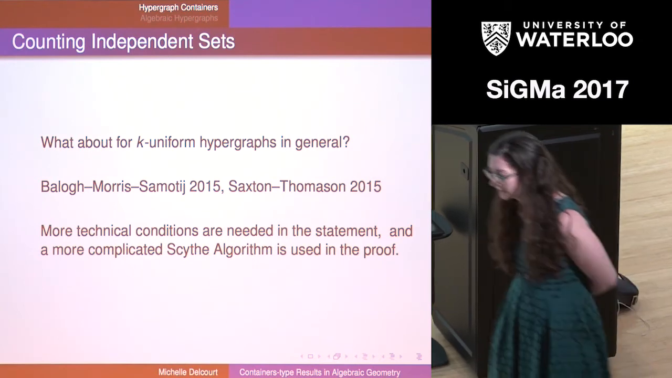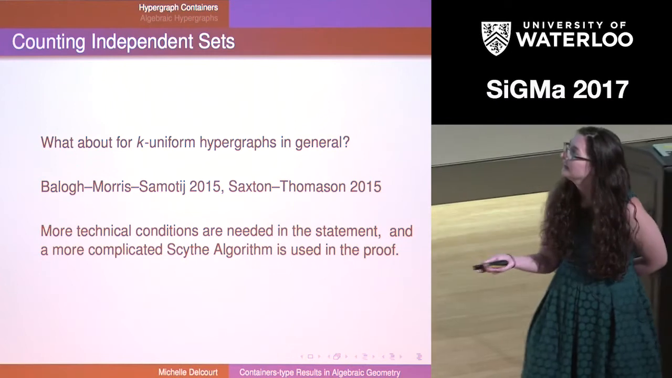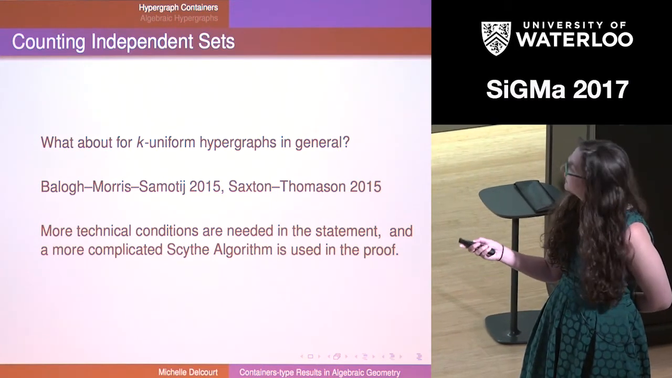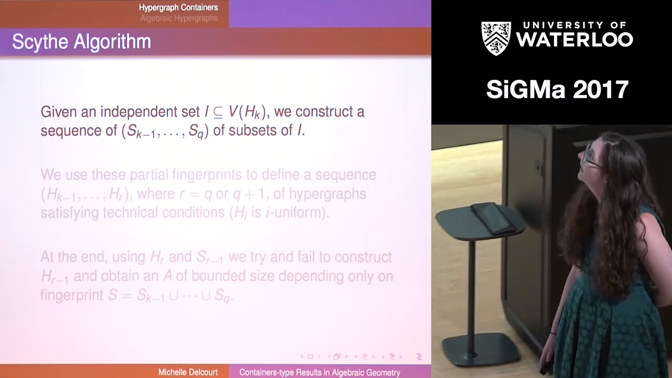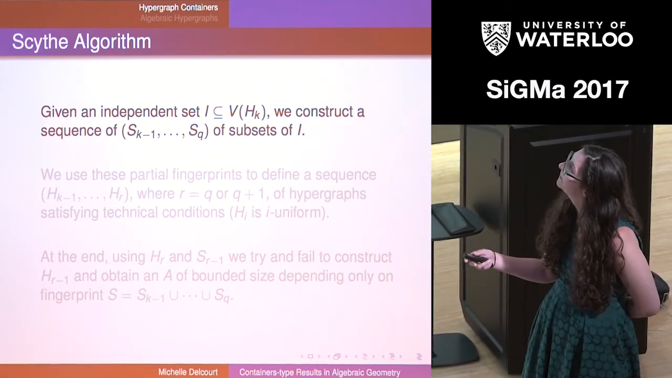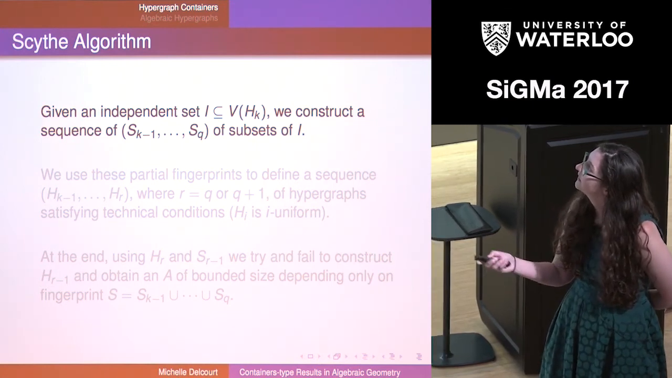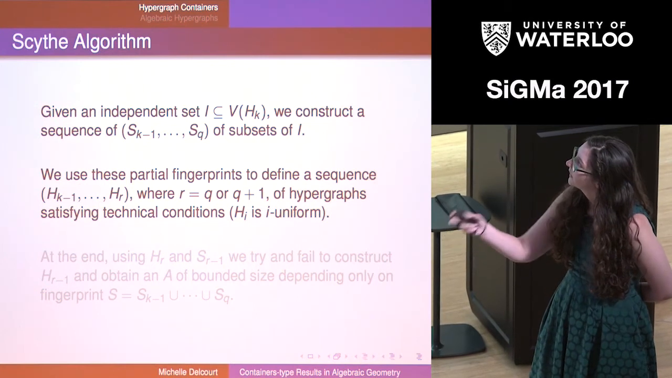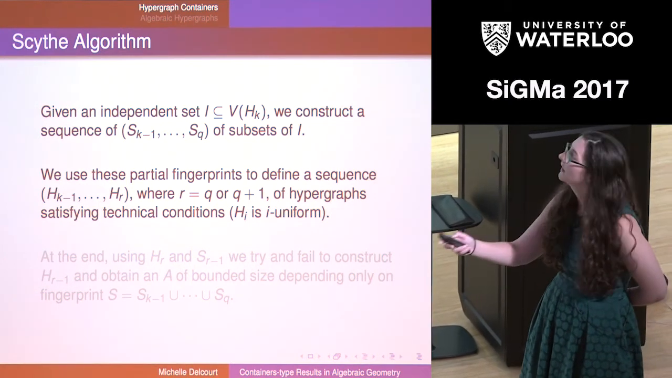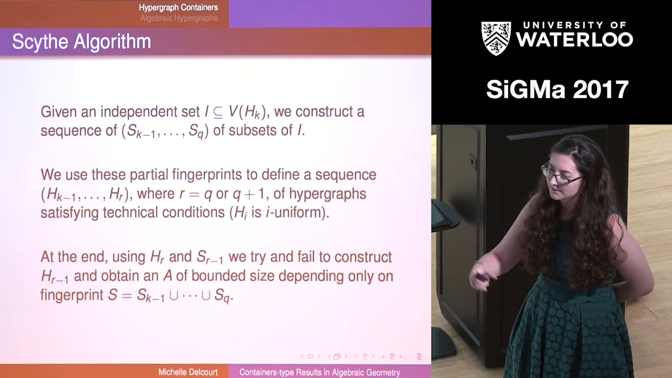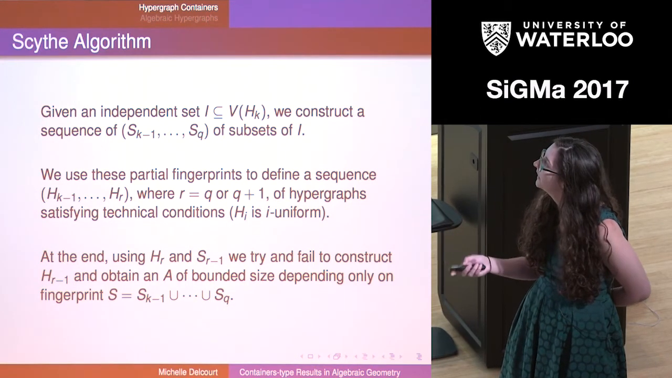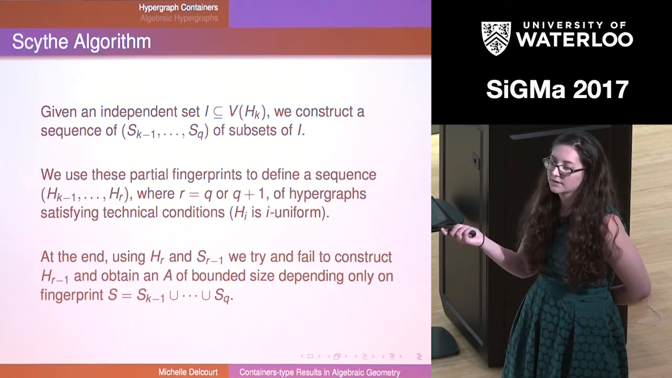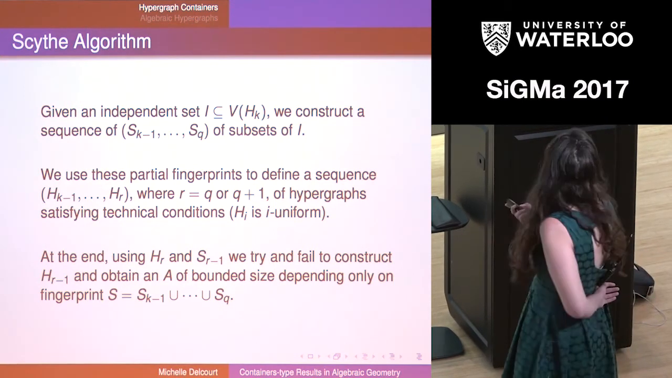And so the proof in spirit is identical to Kleitman-Winston. It is a scythe algorithm, but it's a much more complicated scythe algorithm. So I'll explain a little bit here. So basically, you're starting with a K uniform hypergraph, and we're running the algorithm by constructing a series of partial fingerprints. So we're decrementing the uniformity and finding a fingerprint there, and then we decrement the uniformity and find a fingerprint there, and at the end of the day, we'll try to do this process again, maintaining a bunch of technical conditions, and we'll fail. And so then whatever is left, we'll call A, and that's going to be bounded. And we'll just take our fingerprint to be the union of these partial fingerprints that we were constructing along the way.